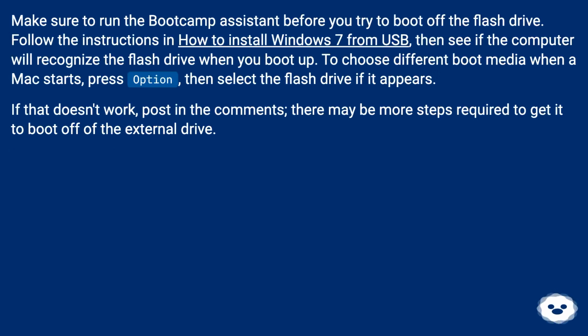Make sure to run the BootCamp Assistant before you try to boot off the flash drive. Follow the instructions in how to install Windows 7 from USB, then see if the computer will recognize the flash drive when you boot up. To choose different boot media when a Mac starts, press Option, then select the flash drive if it appears. If that doesn't work, post in the comments. There may be more steps required to get it to boot off of the external drive.